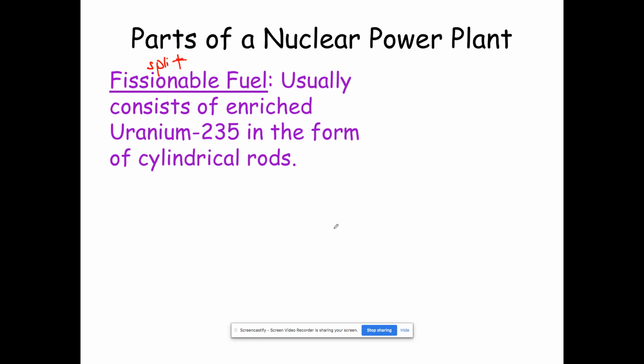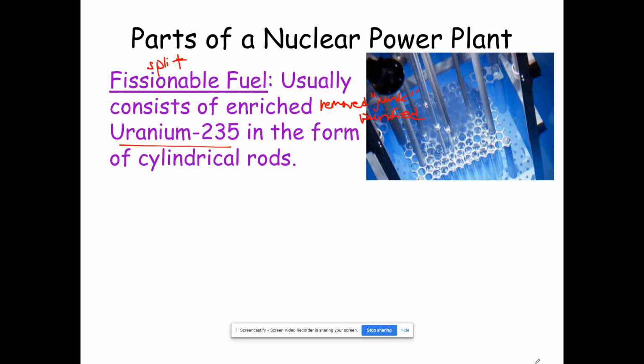Usually in a nuclear power plant, we use uranium-235. It's enriched, which means it's had some of the other junk, so to speak, removed to make it as pure as you can. So this is purified. So we use enriched uranium-235 in the form of cylindrical rods. So these cylinder rods, those have uranium-235 inside.